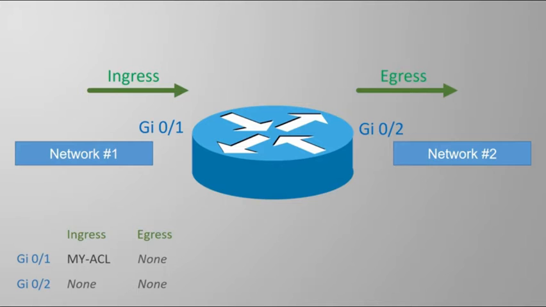Let's run through an example. When traffic enters this interface, that's the ingress direction, the ACL will be evaluated. If the ACL allows the traffic, it will continue through the router and eventually need to exit from interface Gi0/2. That's the egress direction. We have no ACL applied here, so the traffic will automatically be allowed.